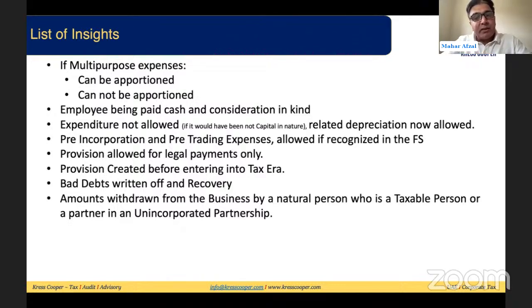So, the amount withdrawn from the business by a natural person who is a taxable person, or a partner in an unincorporated partnership. An unincorporated partnership is also a natural person. In both cases, if you are a natural person withdrawing a salary, it will not be allowed, because there is no difference between the natural person and the business.